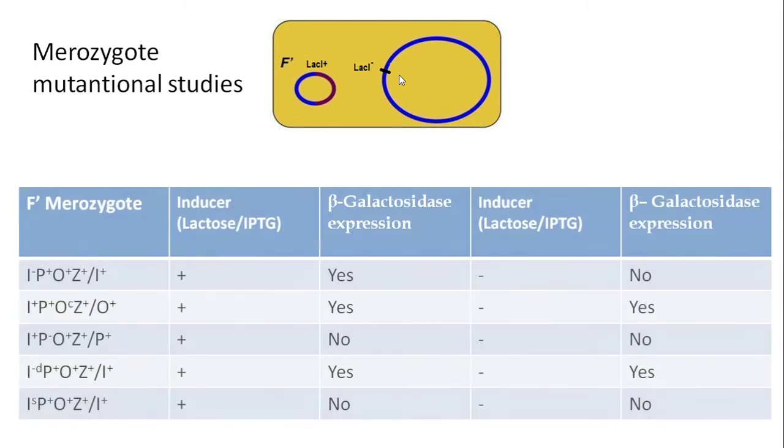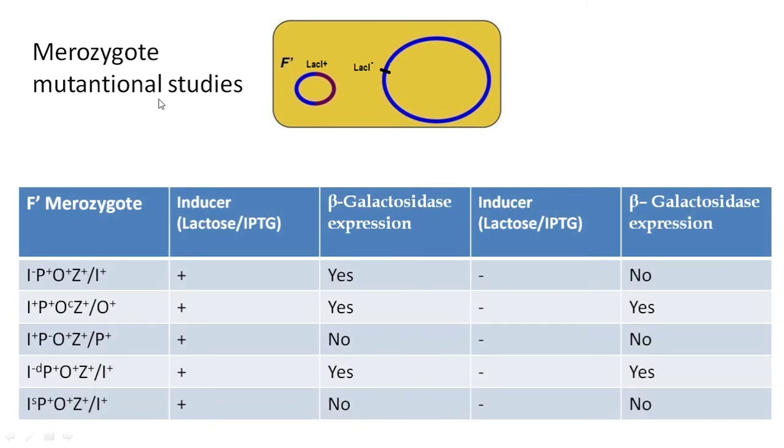Now let us see different conditions of merozygotes. This is called a merozygote because in the bacterial system we don't get zygotes, complete diploids. Only a part of the genome can be supplied or present. So diploid is only for that region of the genome. So it is called partial diploid or merozygote. So here is a merozygote, I minus, I plus. Other genes are positive. So this is the condition.